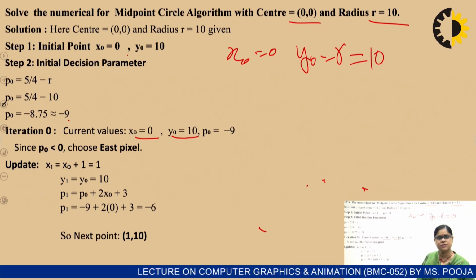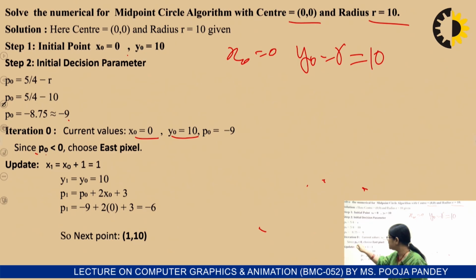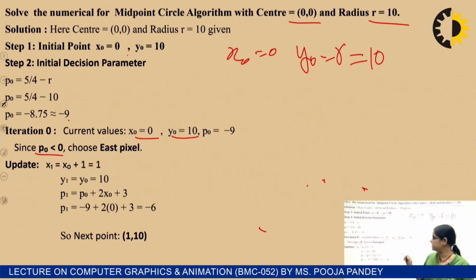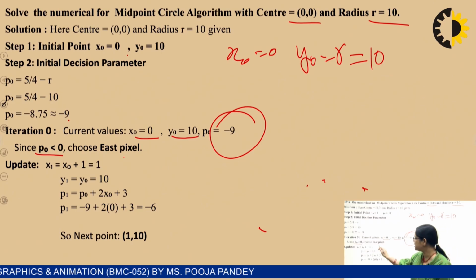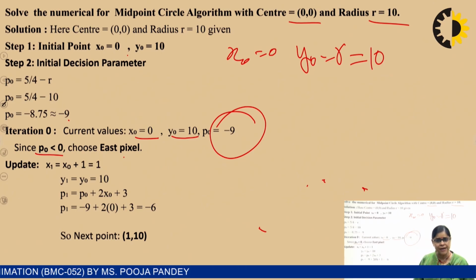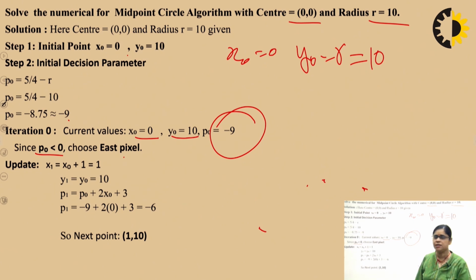Since P naught is less than 0, because P naught is minus 9, we are choosing the east pixel. When you choose the east pixel, you know the equation: P1 equals P naught plus 2x naught plus 3. Substituting the values, you find the next point, that is 1, 10.